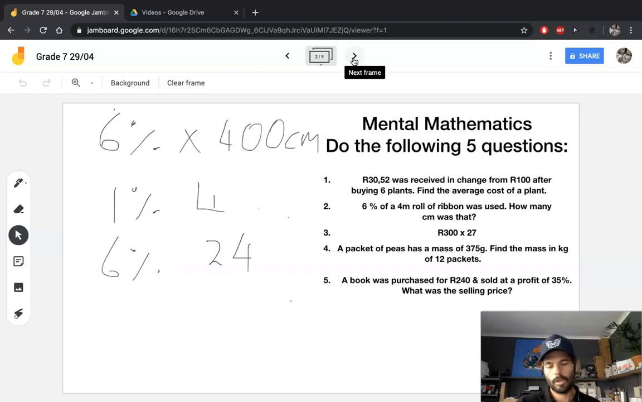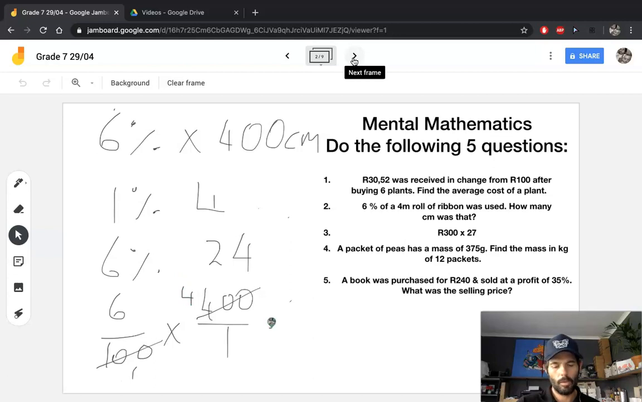Alternatively, 6 over 100 times 400 over 1. 100 goes into 100 once and into 400 4 times. And there you've got 6 times 4 as your numerators, and that also gives you 24. Had you converted 6 over 100 to 3/50ths, you would have still got the answer of 24.